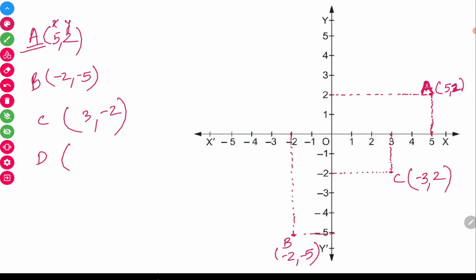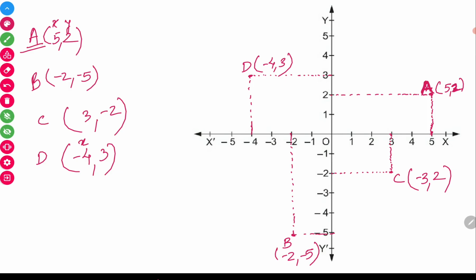Let's take one more point for better understanding. -4, 3. So x is what? X is -4. So on the x axis, -4 is here, and on the y axis 3 is here. So we will join it, extend both the lines, and where they meet, this point is D. -4, 3 is the coordinate of this point. Understood?